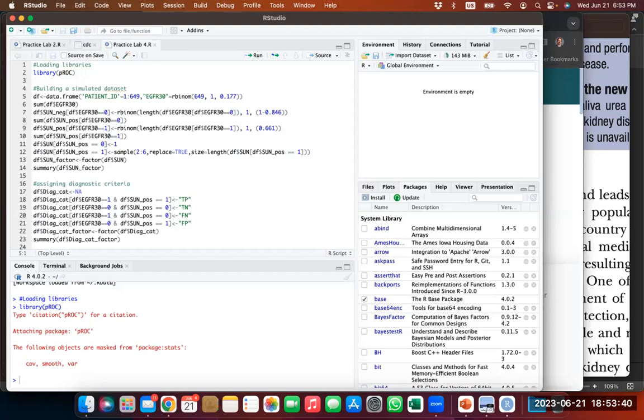Okay, line 5 consists of various components. Basically, it builds two different variables. One is patient ID and one is EGFR. So patient ID here was 1:649. Basically, it creates a consecutive vector of 649 entries: 1, 2, 3, 4 until 649.